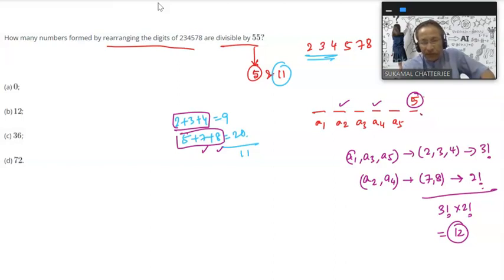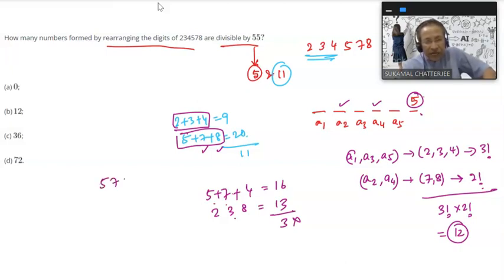Now, if I try to rearrange this again with some other combination, the last digit is 5. With 5, if I take 7, and with that any other number other than 8, let's say 4, this gives me 5, 7, 12 plus 4, 16. Then the other numbers are 2, 3, 8, which adds up to 8 plus 3, 11 plus 2, 13. Now, this difference is 3, which is not divisible by 11. Similarly, if I do 5, 7 and 3, that gives me 15, and 8, 4 and 2 gives me 14. Again, this difference is 1, not divisible by 11.